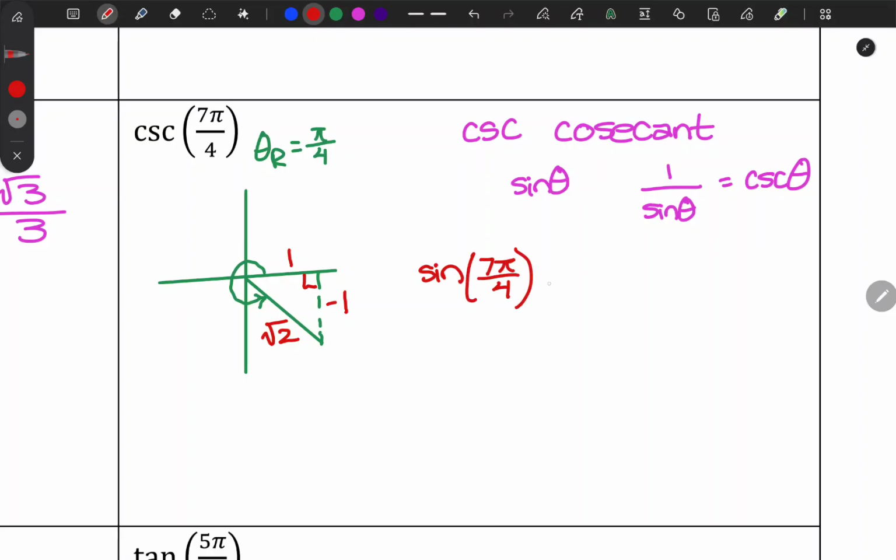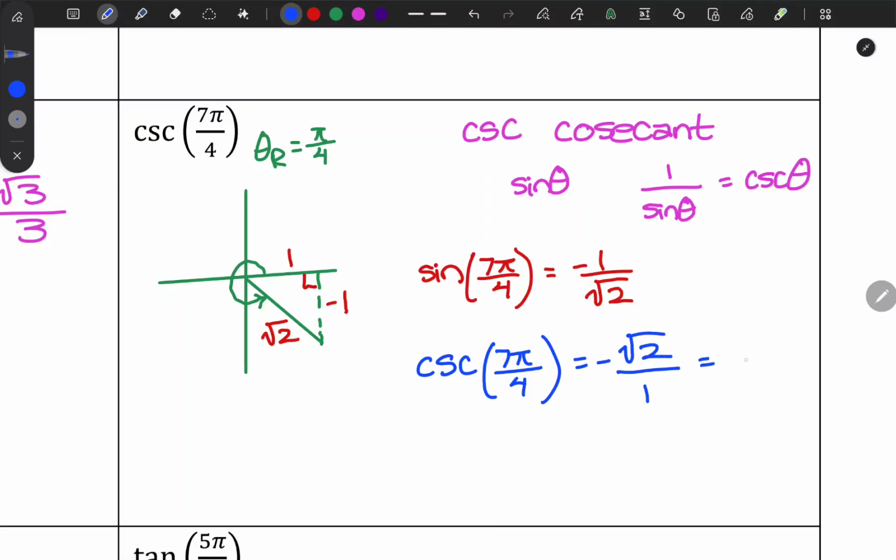So notice I'm not taking a reciprocal of the angle or anything like that. I'm just going to find the sine ratio. And when I find the ratio, I can take a reciprocal of the ratio. So this is going to be negative 1 over root 2. If it was my final answer, I would rationalize it. But if we're going to find cosecant, we're going to be taking the reciprocal right now. So let's do that first. So when we take the reciprocal, this is now going to be equal to negative root 2 over 1, or just negative root 2.